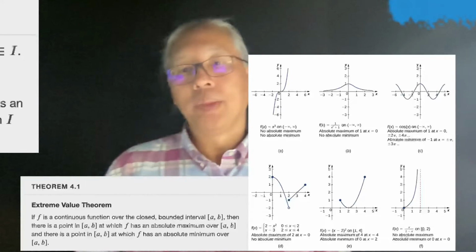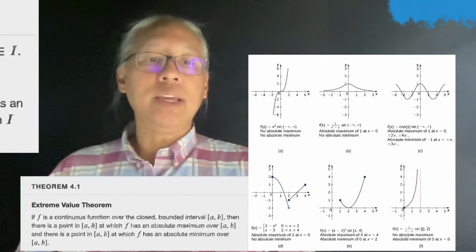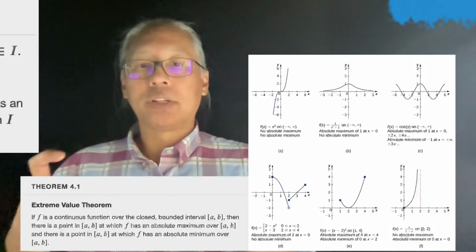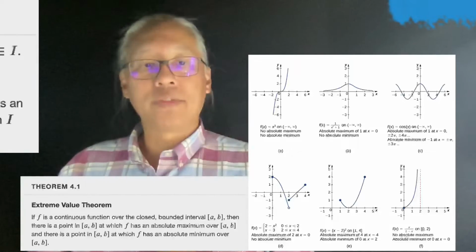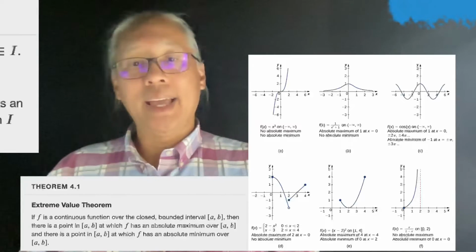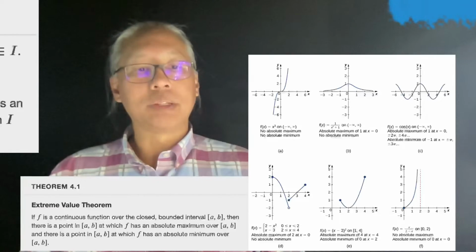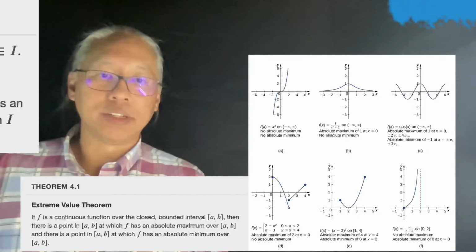So the only thing where the extreme value theorem works in these examples would be graph E, where you actually have a closed interval from 0 to 4. And if you have a closed interval and the graph is continuous, then you're guaranteed a maximum and a minimum. So in this case, our maximum is at 4 and our minimum is at 2, where the minimum value is 0.